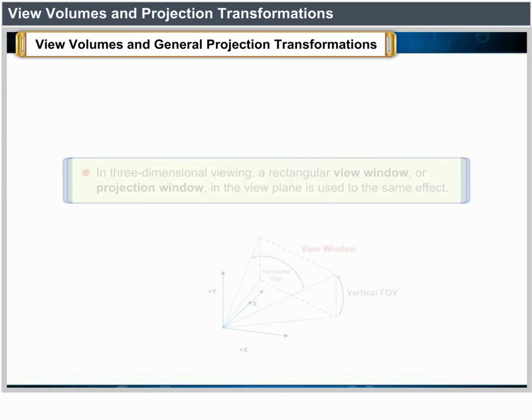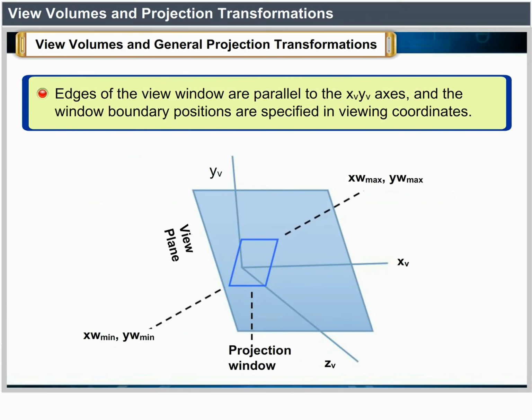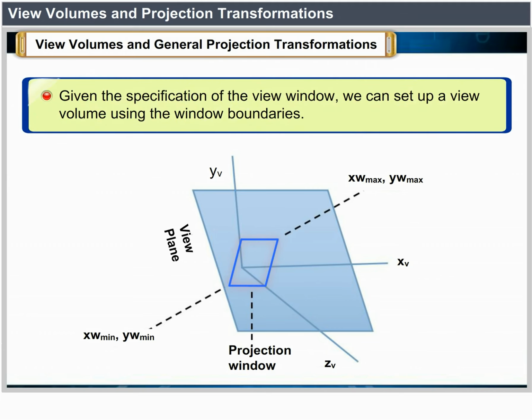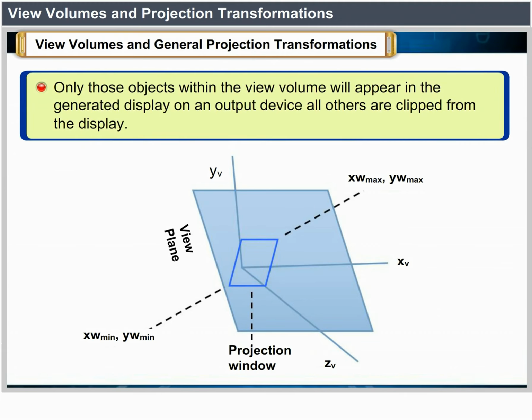Edges of the view window are parallel to the XV, YV axes, and the window boundary positions are specified in viewing coordinates as shown in this figure. The view window can be placed anywhere on the view plane. Given the specification of the view window, we can set up a view volume using the window boundaries. Only those objects within the view volume will appear in the generated display on an output device. All others are clipped from the display.